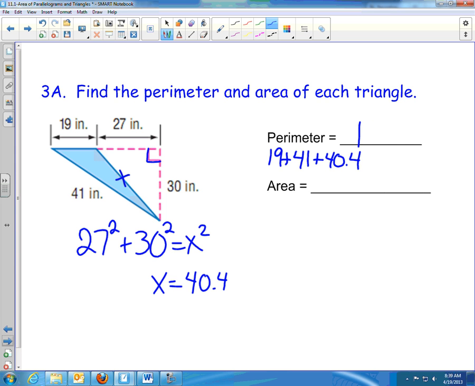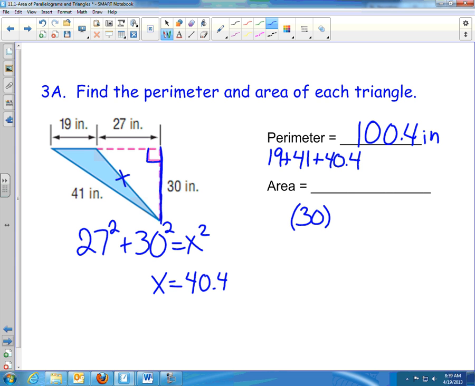And when we do that, we end up with 100.4 inches for our perimeter. Now here comes the tricky one, finding the area. What is our base? What is our height? Remember, height is the one that makes the 90-degree angle. So our height is actually outside of the triangle, and that's 30.